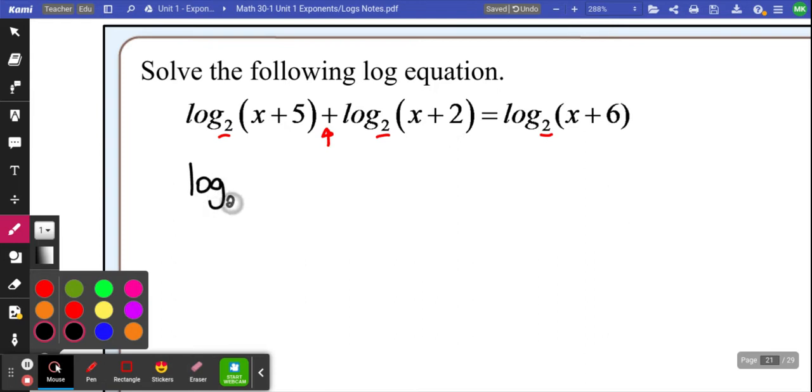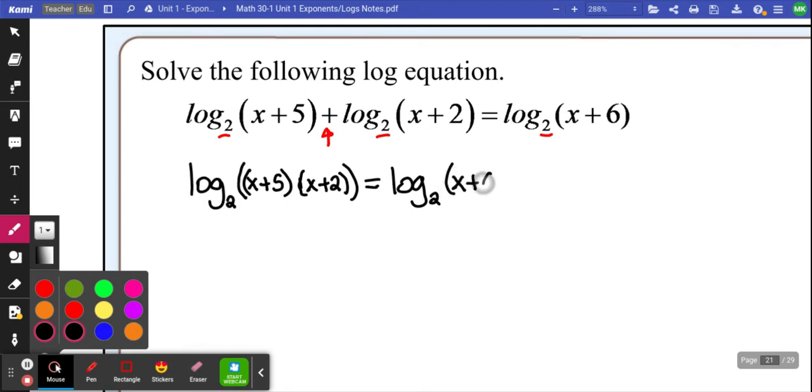So I get log 2, x plus 5, x plus 2 equals log 2, x plus 6.